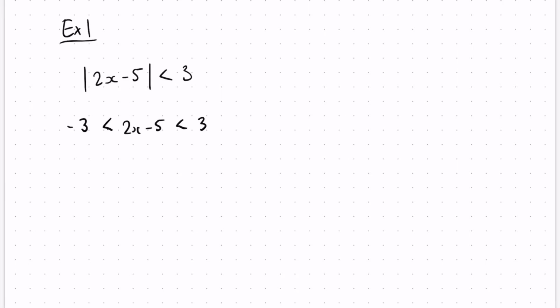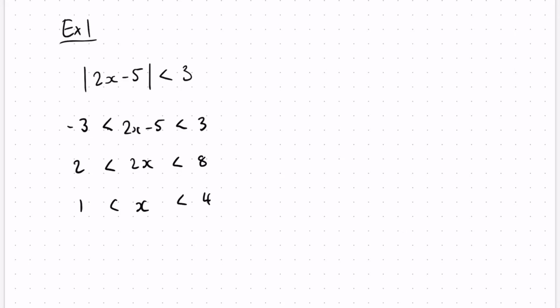Simultaneously, I can just add 5 to both sides. So 2 is less than 2x, which is less than 8. Therefore, dividing both sides by 2, x must be between 1 and 4. So x is greater than 1 and less than 4. I could have separated those out into two separate inequalities and solved them separately, then put it back together, but it's just as easy to do it as one inequality.